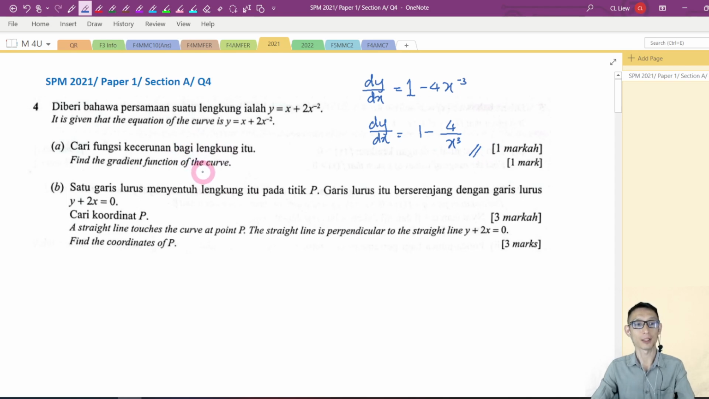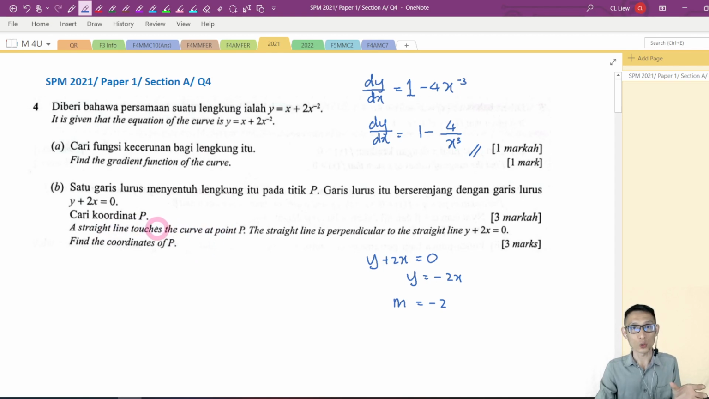Now let's go to part B. So we have a straight line that touches the curve at point P. The straight line is perpendicular to another straight line, which is y plus 2x equal to 0. So y plus 2x equal to 0 means that y is equal to negative 2x. From here, we know that the gradient is equal to negative 2. Since the question tells you that a straight line touches the curve, this is actually the tangent of the curve at point P.